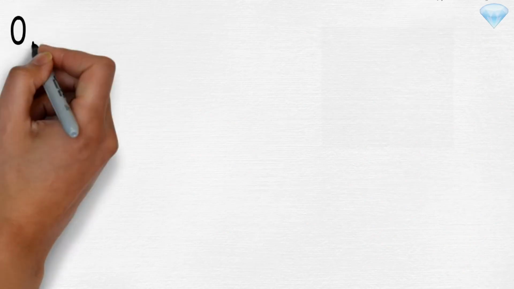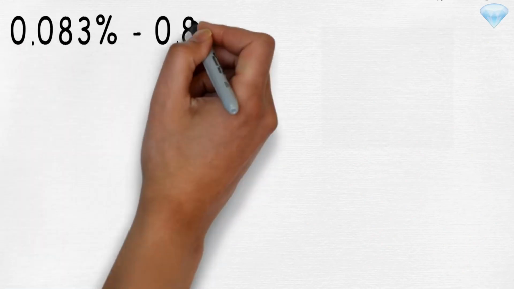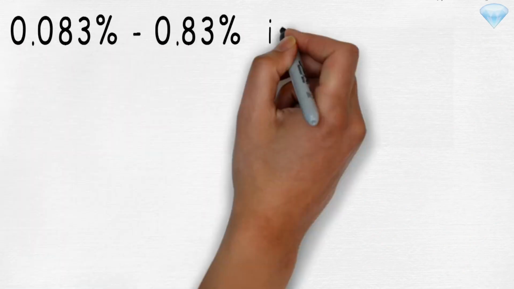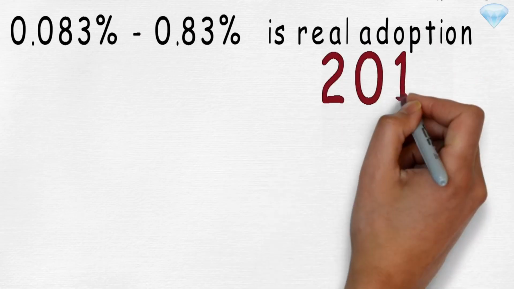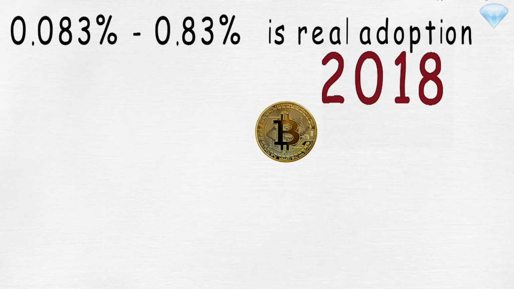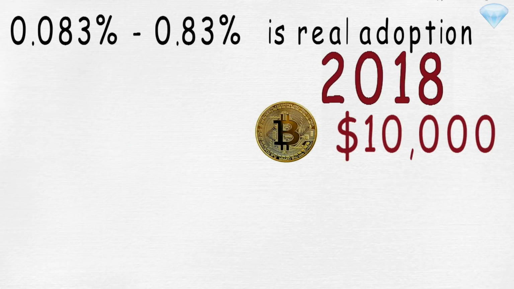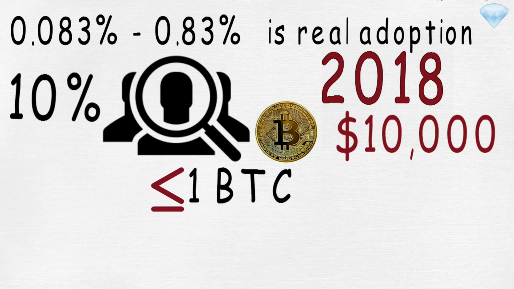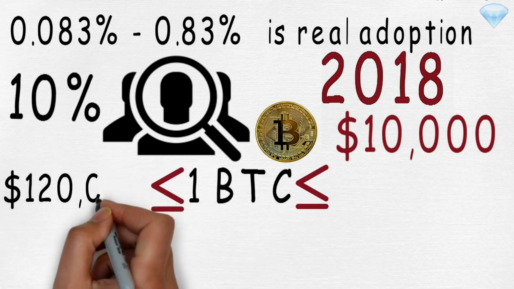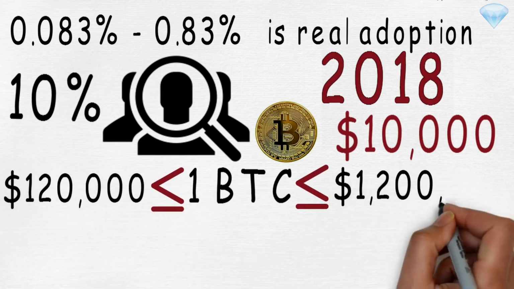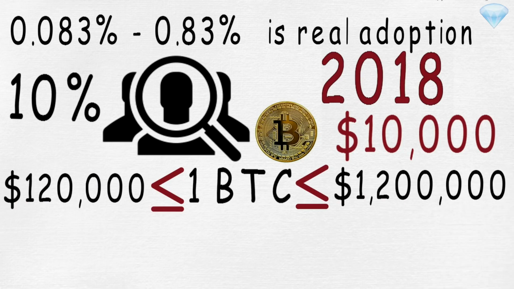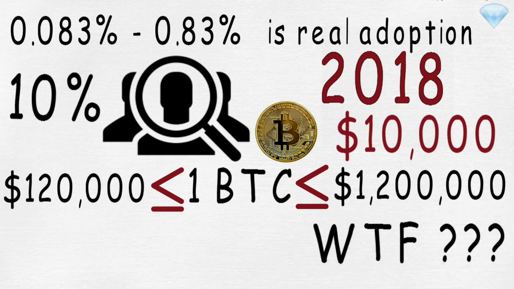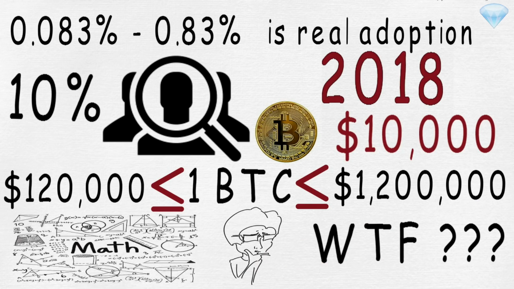Between 0.083% and 0.83% is the real adoption as of 2018. With the current price of 10,000 US dollars per Bitcoin. 10% Bitcoin adoption of a target population means that 1 BTC should be around $120,000 and $1,200,000 respectively. You're probably wondering where those numbers came from. So let me take you through the math if it seems confusing.